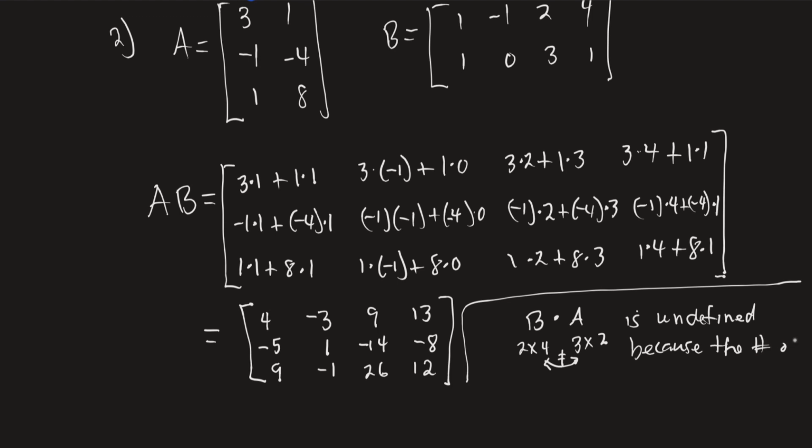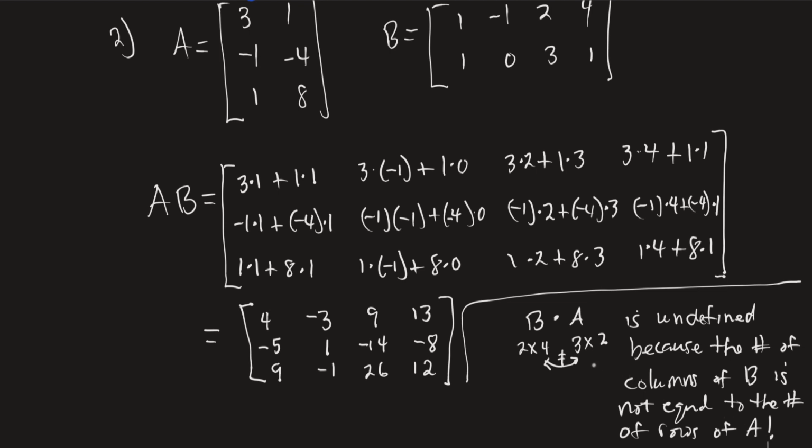Because the number of columns of B is not equal to the number of rows of A. So again, what this example shows you is that it's not just the fact that dimensions are different. That's not a sufficient explanation. The explanation has to do with exactly how many columns are in the first matrix in your product and how many rows are in the second.